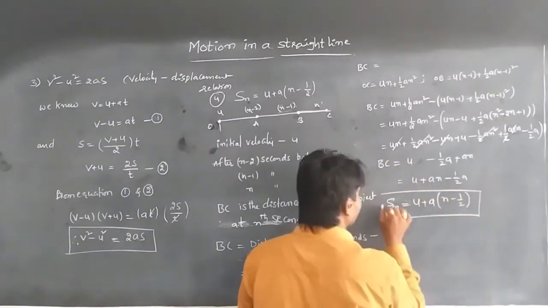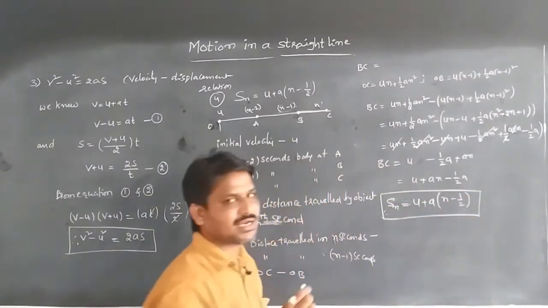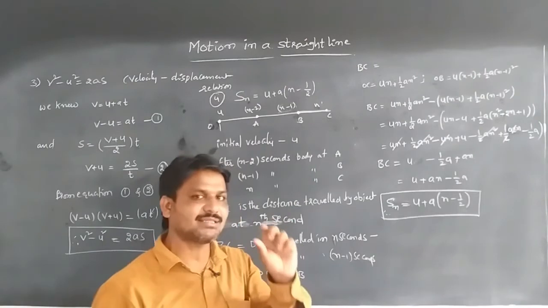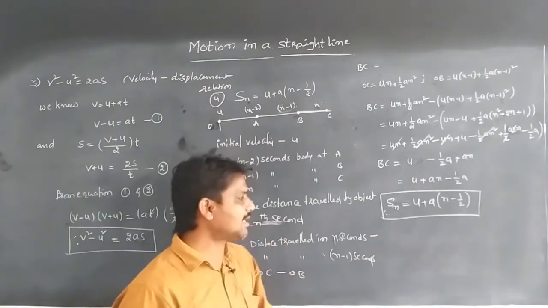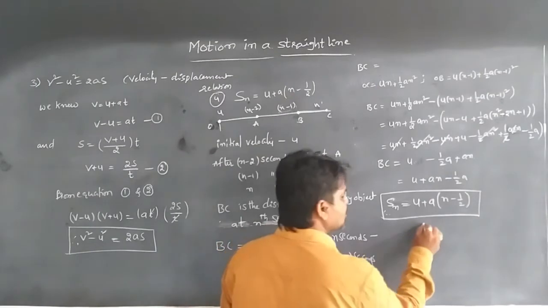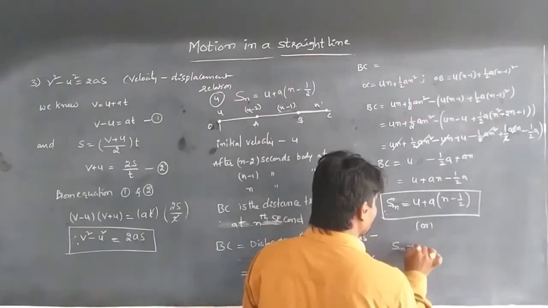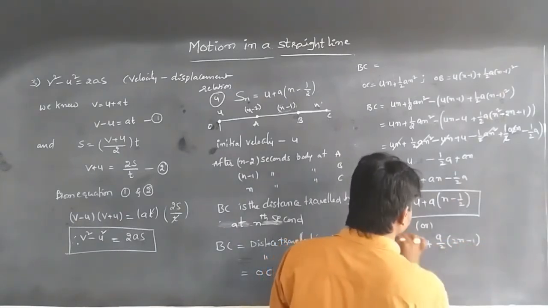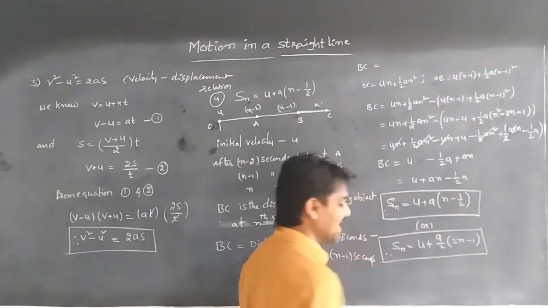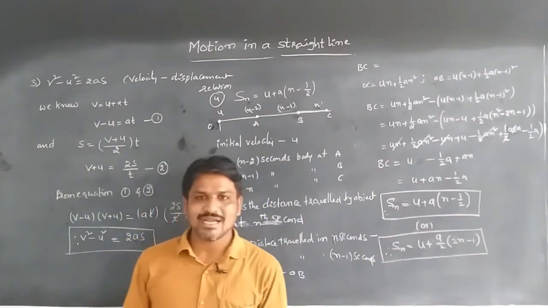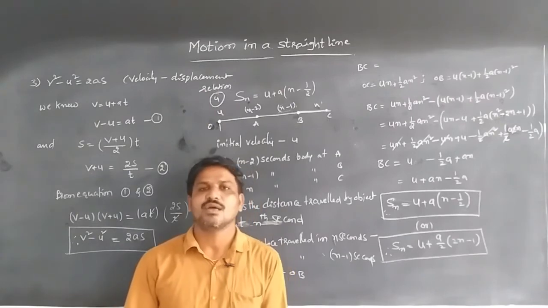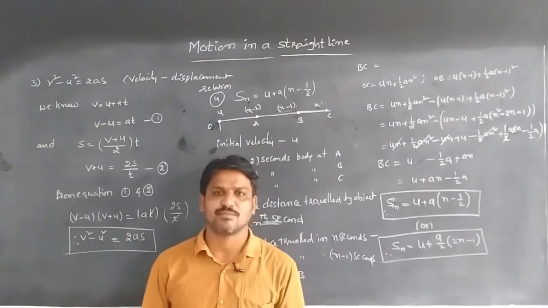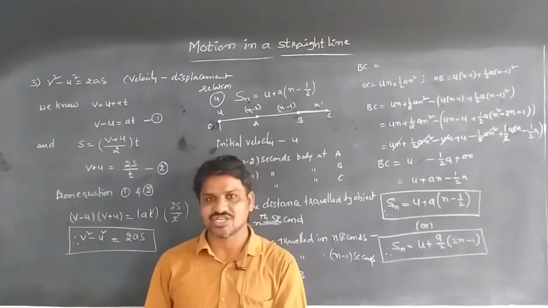This is the relation. When a body has travelled a certain distance, then to find out the distance of a particle at the nth second, we will use this formula. This formula can also be written as Sn is equal to u plus a by 2 into 2n minus 1. This is also the formula for the nth second. These are the kinematical equations of motion, the proofs of the equations of motion by using the graphical method, for a body with a uniform acceleration.